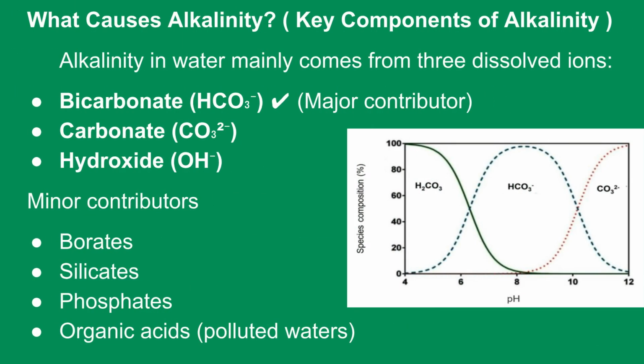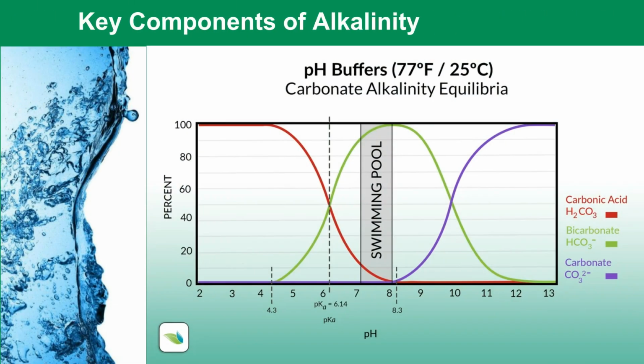Alkalinity in water is primarily derived from three dissolved ions: bicarbonate, which is the major contributor, followed by carbonate and hydroxide ions. Minor contributors to alkalinity can include borates, silicates, phosphates, and organic acids, particularly in instances of polluted water. This chart illustrates the carbonate alkalinity equilibria, showing the percentage of each species present based on varying pH levels.